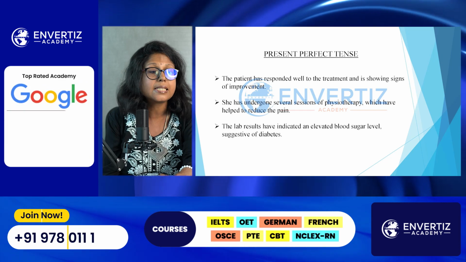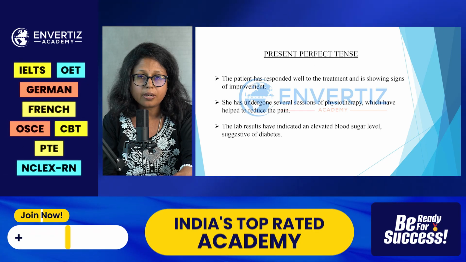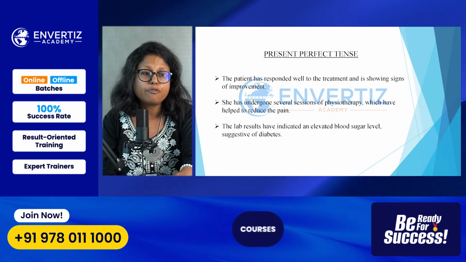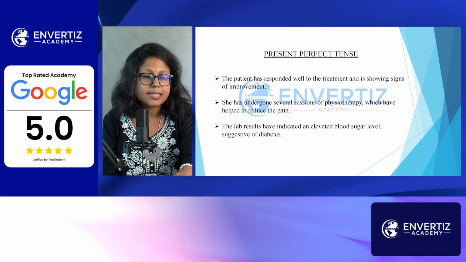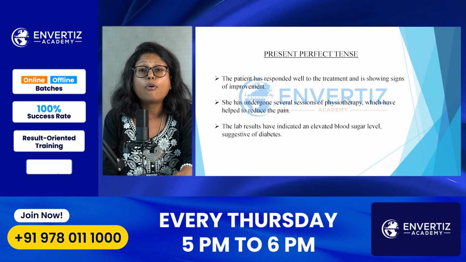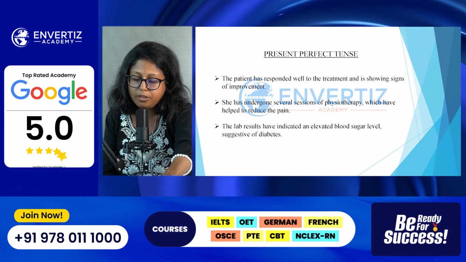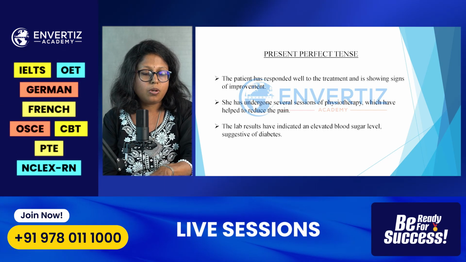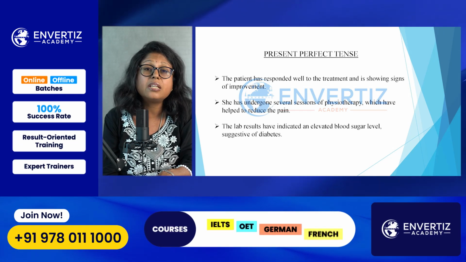The patient has responded well to the treatment and is showing signs of improvement. So it's has responded. We have written it in present perfect tense. She has undergone several sessions of physiotherapy which have helped to reduce the pain. So, has undergone. The next is, the lab results have indicated an elevated blood sugar level suggestive of diabetes. So we have three sentences here which tell us that the action occurred in the past but is also relevant in the present. All these sentences give you an idea of how to use it.